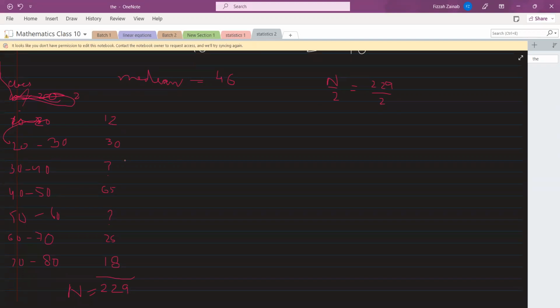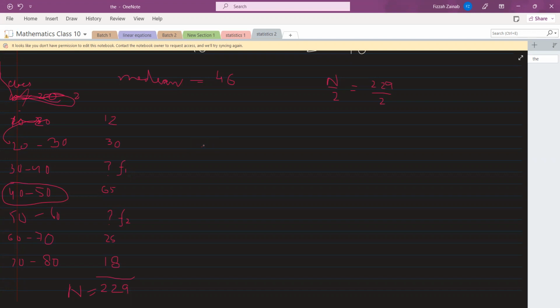Yes, it is 114.5. All right. See, this is F1 and F2, I'm giving it some name F1 and F2. Now, please try to understand how you do this. Now, the median is 46, right? Median is the middle value of your data. So it is very clear that 46 should fall in the interval 40 to 50. That means 40 to 50 is your median class. So you have got your median class. Please write median class is 40 to 50.